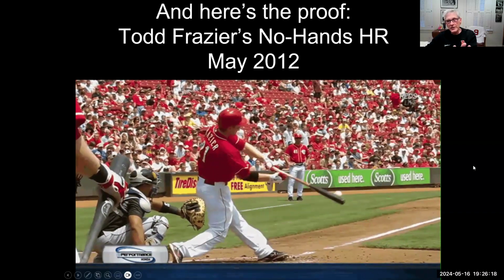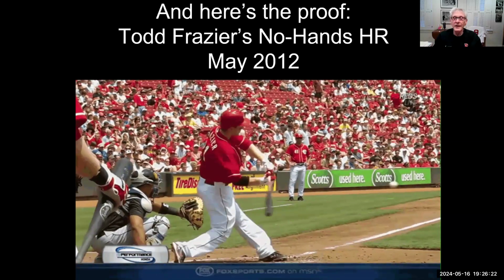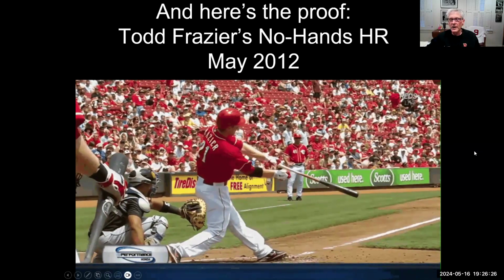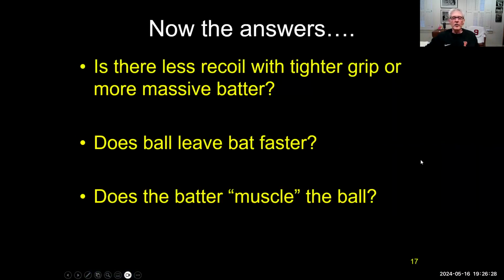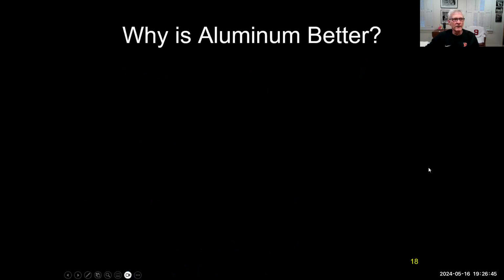The physics is very simple. It has to do with the vibrations of the bat and the fact that the collision is very, very fast. All right. So is there less recoil with a tighter grip? No. Does the ball leave the bat faster with a tighter grip? No. Does the batter muscle the ball, despite what the announcers say on the TV broadcast? No. The bat is essentially a free body on the very short time scale, like a thousandth of a second, of the collision. So why is aluminum better?